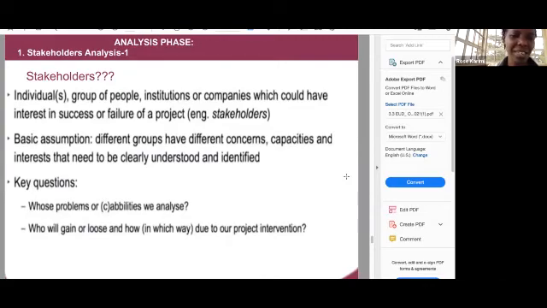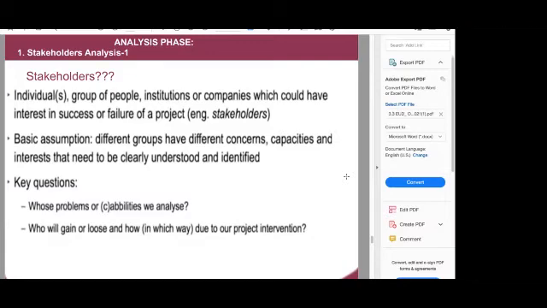Usually, let's start there. These are the individuals or the people that could have an interest in the success or failure of the project. I think in their work, they really come across these stakeholders. Our basic assumption here is that different groups have different concerns, capacities and interests that need to be clearly understood and identified. The key questions to ask here are: whose problems or capabilities are we going to analyze? Who is going to gain or lose, and in what way, due to our project intervention?